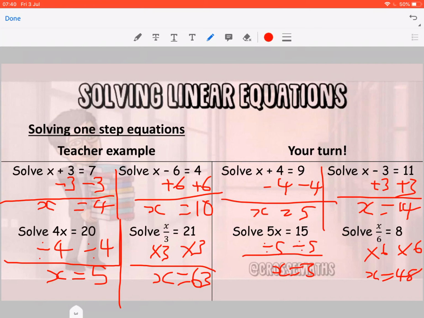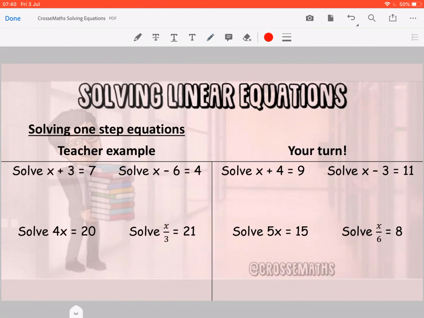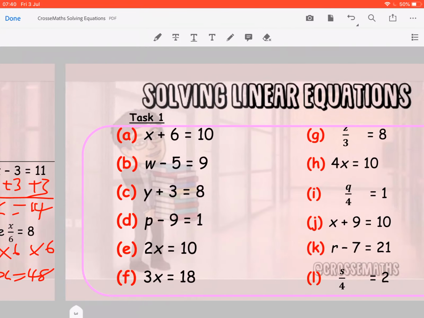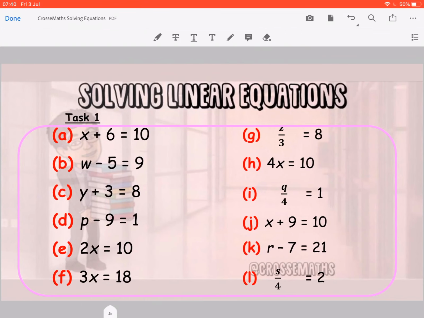So you're just doing the opposite of whatever you can see on that side. Hopefully you got those correct. Can you mark them please for me? And then we'll move on. What I'd like you to do is a couple of questions here. Pause the video now. Have a go at as many as you can. Hopefully you'll get them all done. If you don't get them all right, that's okay. Get as much done as you possibly can.